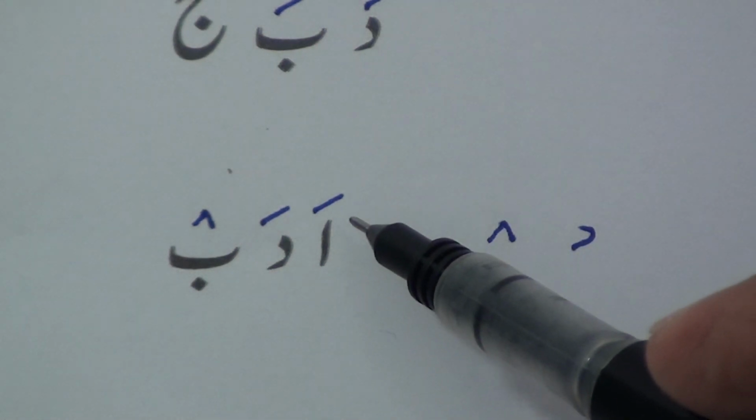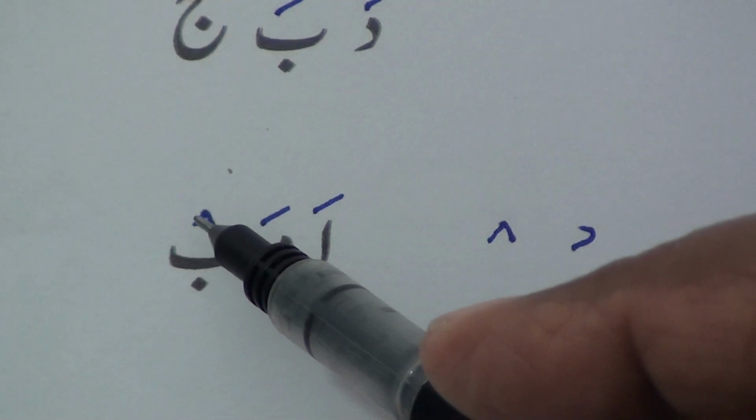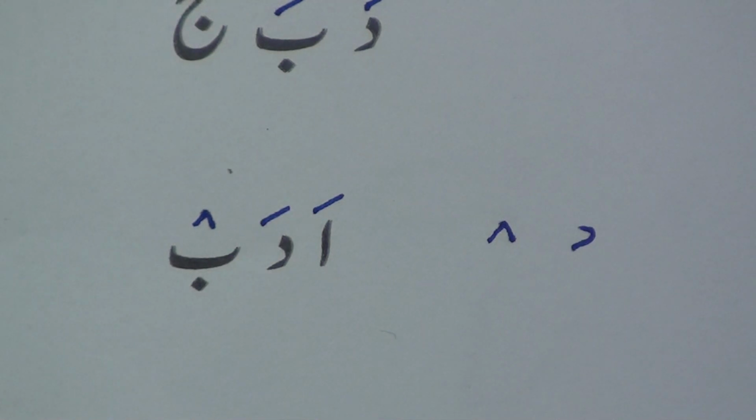When zabar is over alif, it is pronounced as a. When it is over dal, it is pronounced as da. And you are seeing this sign. It is called jazm. When jazm is over a letter, it means no vowel sound is attached to it. So, if no vowel sound is attached to be, it is pronounced as b.